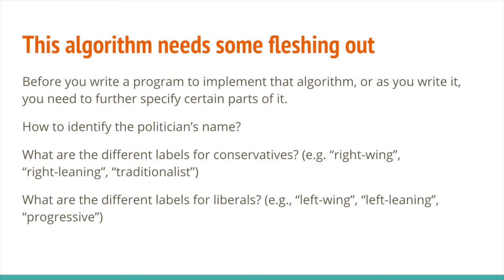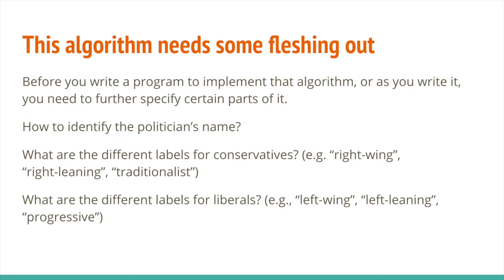Likewise, what are the different labels for conservatives? Is it just the word conservative, or do we also include right-wing, right-leaning, traditionalist, whatever synonyms we may come up with for the label conservative? Likewise for liberals. Do we count left-wing, left-leaning, progressive?